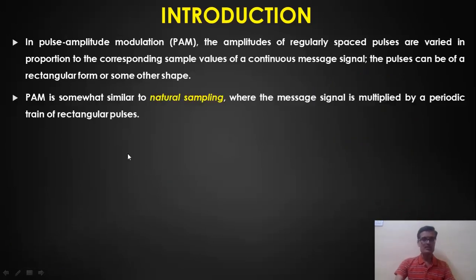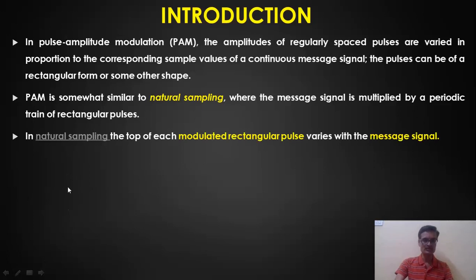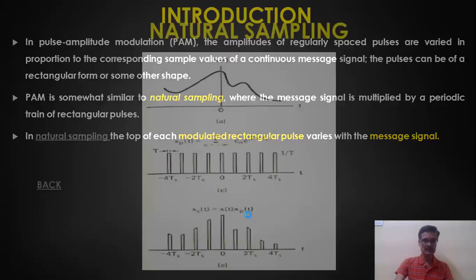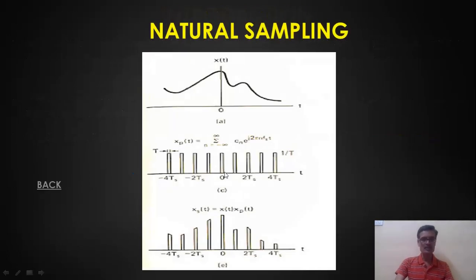So, we can have two different types of PAM, the practical methods. The first is called natural sampling, where the amplitude of the sampled signal follows the natural variation in the message signal. That means if I show it in the waveform over here, just look at this. This is my analog signal of which I want to take samples.